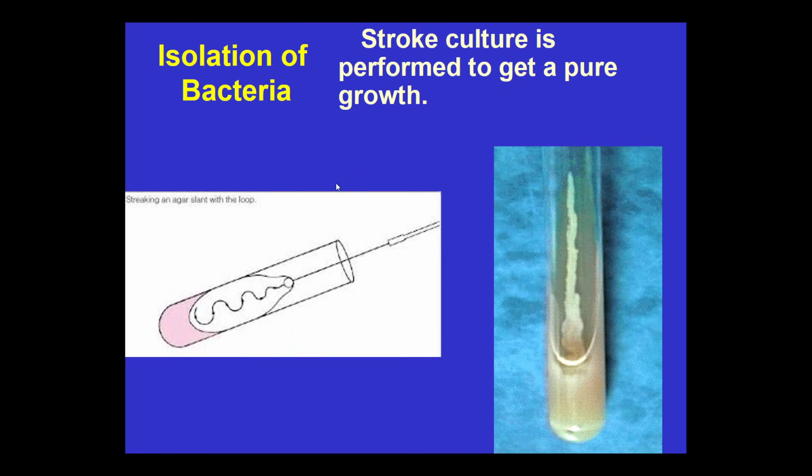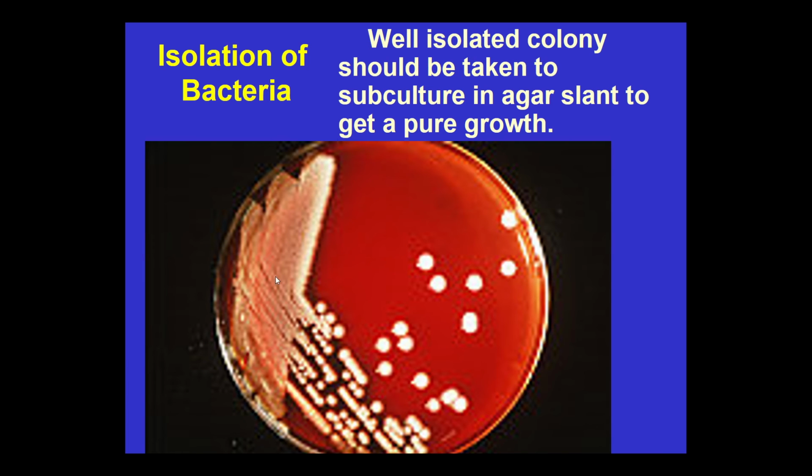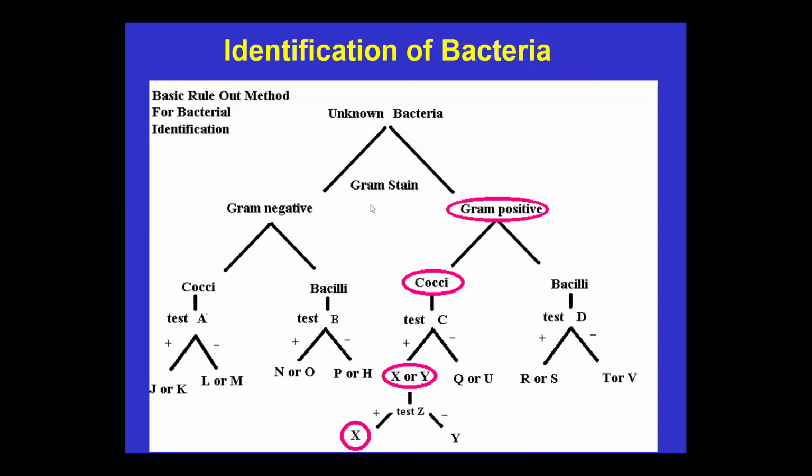So then we pick a colony from the streak culture, check whether it is pure or not, and then we perform the inoculation of the straw culture or so-called slant. It is performed to get a pure growth of bacteria. And it is used because we use tubes with a narrow neck, and it is easy to keep it not contaminated with other bacteria. Much easier than in a petri dish.